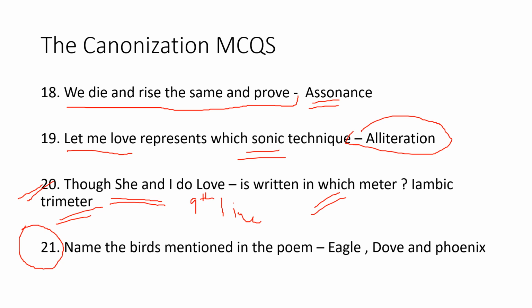Now the next question. Name the birds mentioned in the poem: eagle, dove and phoenix. Three birds are mentioned in the poem and one is a mythical bird, that is phoenix.